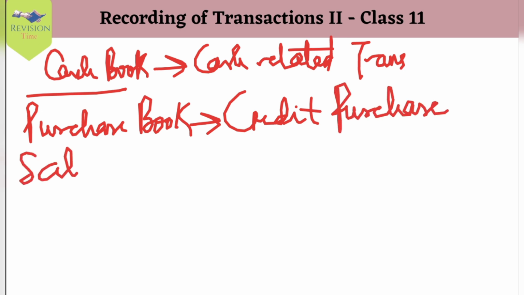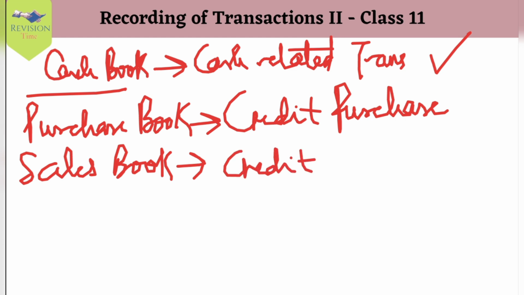Next, sales book. Similarly, when you are making credit sales and the customer is not paying you immediately and is promising to pay in the future, when you are not receiving any cash for the sales made, it is recorded here. In case you are receiving the cash, it is again reflected in the cash book, but all the credit sales are reflected in our sales book.